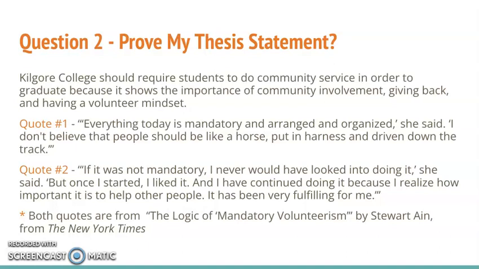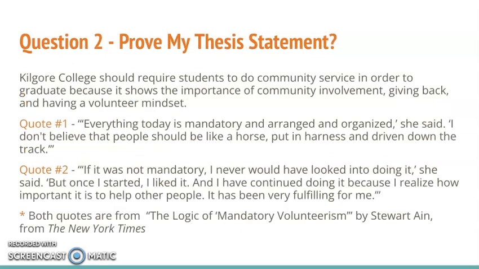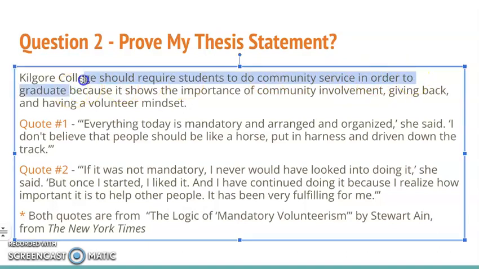Now, the next question I have to ask myself, we'll look back at our question, is, does the evidence help prove the main claim of my thesis statement? So the evidence might come from a credible source, but we have to check and see, does it align with my thesis statement? If it doesn't align with my thesis statement, then I probably shouldn't use it. So let's look at the main claim of my thesis statement here, which is Kilgore College should require students to do community service in order to graduate. Okay? So my main claim is about requiring students to do community service in order to graduate.